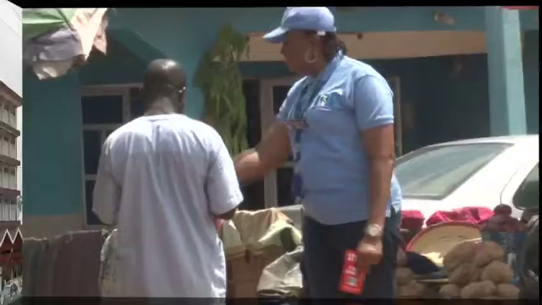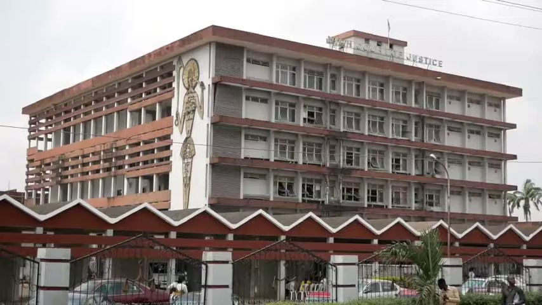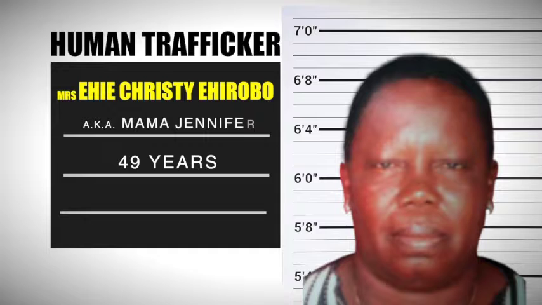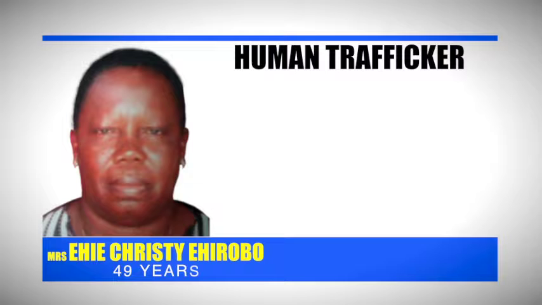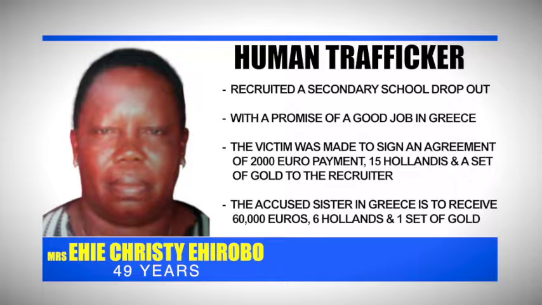A federal high court sitting in Benin City, Edo State, has sentenced the 49-year-old lady, Ehe Christie Hirobo, also known as Mama Jennifer, who hails from Oredo local government area of Edo State, to 9 years imprisonment for human trafficking. Ehe Christie Hirobo was alleged to have recruited a secondary school dropout in Benin City for her sister, Esther Hirobo, who lives in Greece. The secondary school dropout was promised a job as a fashion designer in Greece and was made to sign an agreement to pay the sum of 2,000 euros, give 15 Hollandis and a set of gold to the recruiter, while her sister in Greece was to receive 60,000 euros, 6 Hollandis and one set of gold.